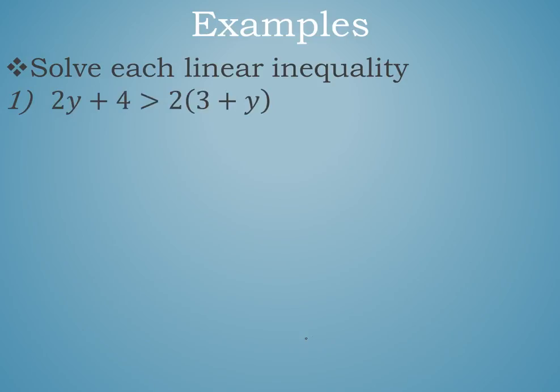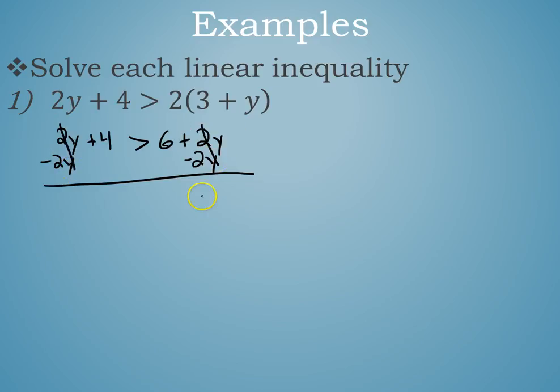So let's solve this one. First thing we want to do is distribute this 2 to the entire expression. So we have 2y plus 4 greater than 6 plus 2y. To solve, I need to move the 2y's, so let's just subtract 2y from both sides. And we notice the y's cancel out perfectly, leaving just this expression, 4 is greater than 6. Is 4 bigger than 6? No. So the answer is no solution.